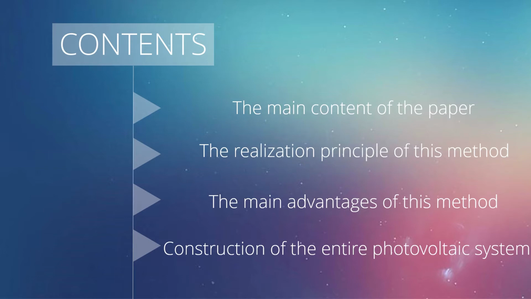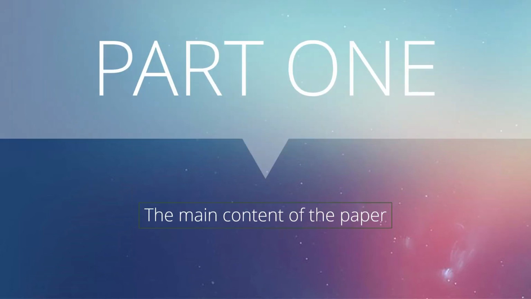The first part is the main content of the paper, and the second one is the realization principle of this method, and the third one is the main advantages of this method. Then the fourth is construction of the entire photovoltaic system. Now, let's look at the first part.